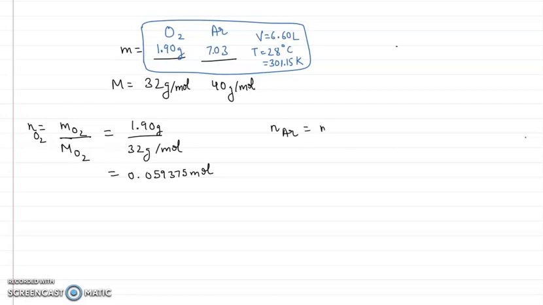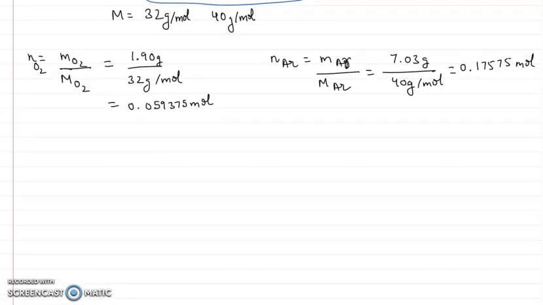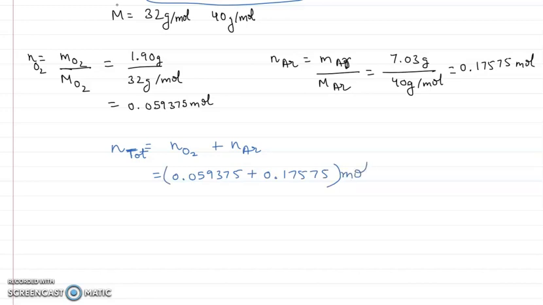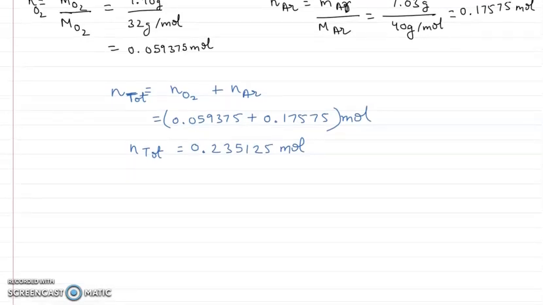And the number of moles of argon. For that, we need to take mass of argon divided by molar mass of argon, that is 7.03 gram, which is given, and the molar mass is 40 gram per mole. So the answer is 0.17575 moles. So we have both the numbers of moles. The total number of moles, because it is an additive property, would be the number of moles of oxygen gas plus the number of moles of argon gas. This would be 0.059375 plus 0.17575 moles, which equals the total moles, 0.235125. We are not rounding off because the final answer is not obtained yet. So the total moles are obtained.